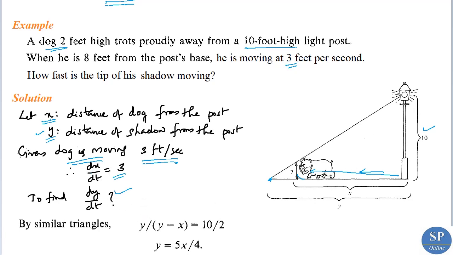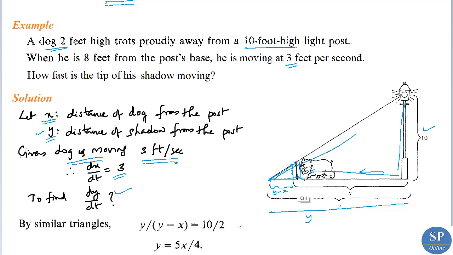For that, first we need to find a relation connecting x and y. For this we can use similar triangles. By similar triangles we have y by y minus x equal to 10 by 2. We are considering one triangle like this and the other like this. From these two triangles we have this length by this length, that is y by y minus x, equal to 10 by 2, where this is 10 and this is 2.